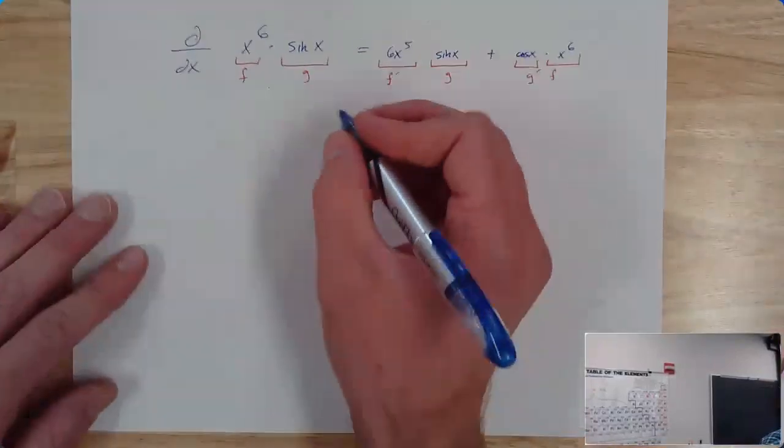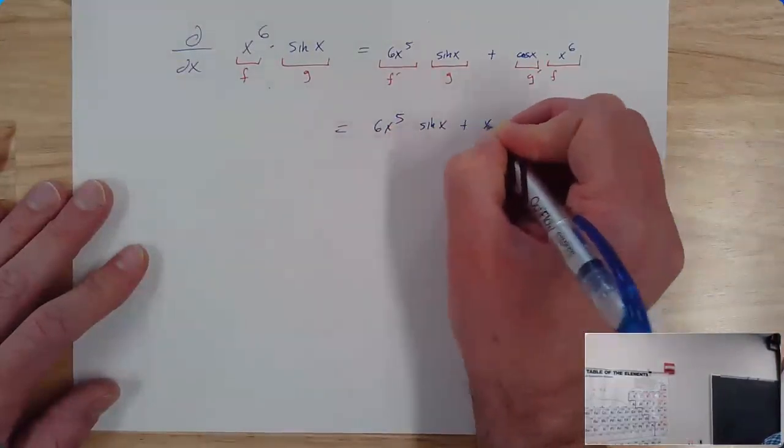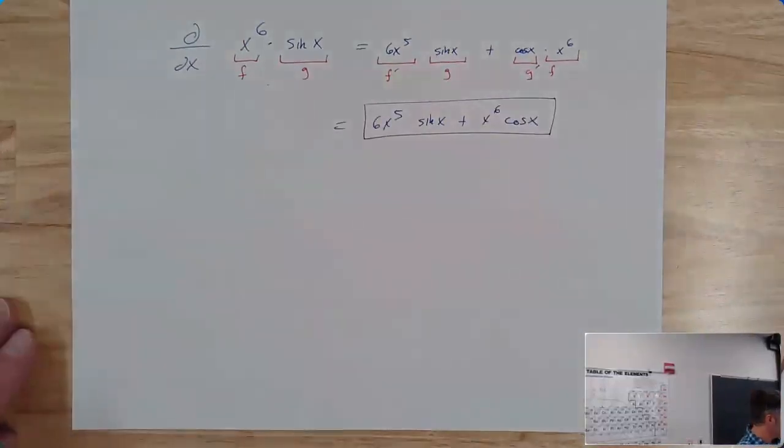So I would probably actually write this as 6x to the 5th sine of x plus x to the 6 cosine of x. And there really isn't any meaningful simplification you can do there. If you really wanted to, you can factor out an x to the fifth. It's not worth your time to do that.